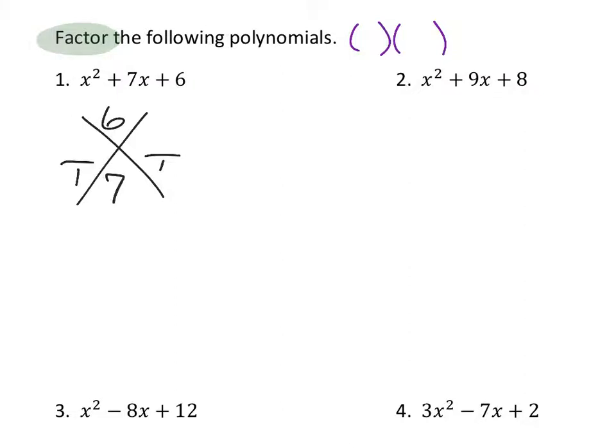Now, where did I get the number 1 from? Hopefully you're asking that question. There's an invisible number 1 in front of the x squared, because if there's a coefficient of 1, mathematicians are lazy and we don't write it down.